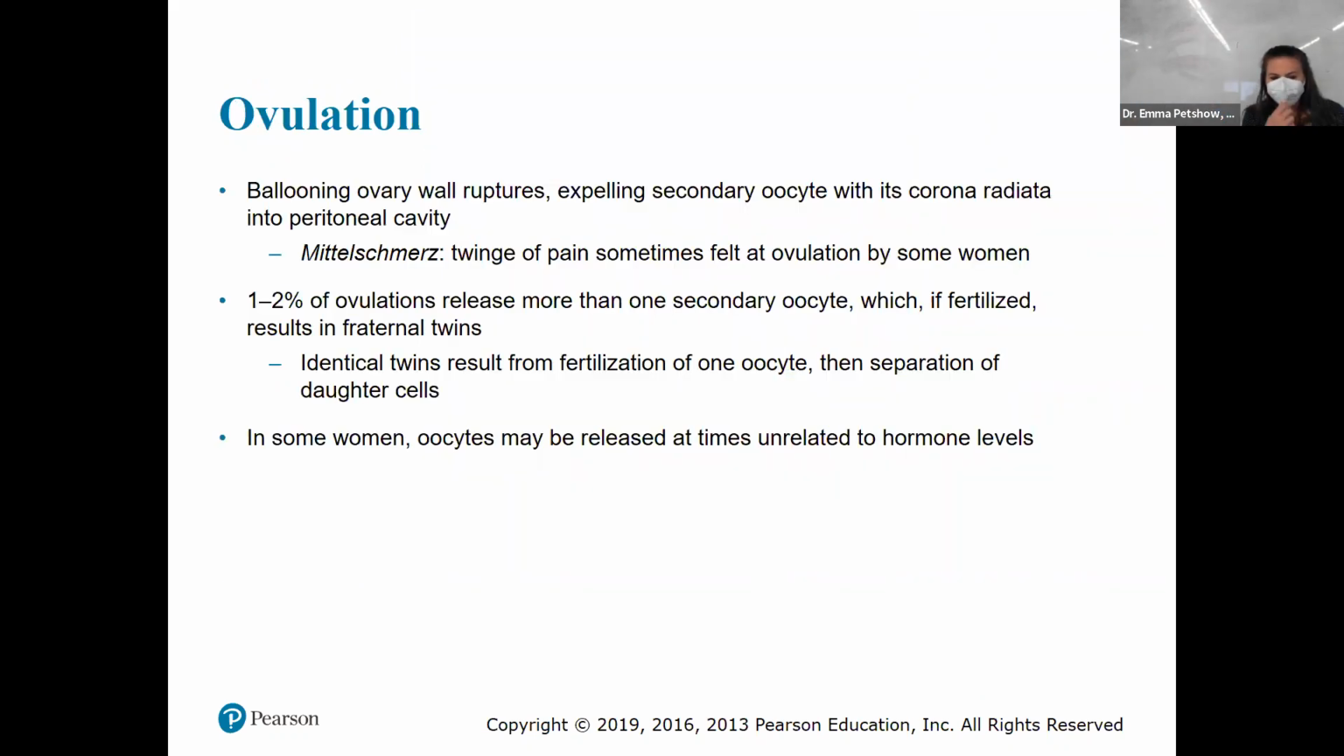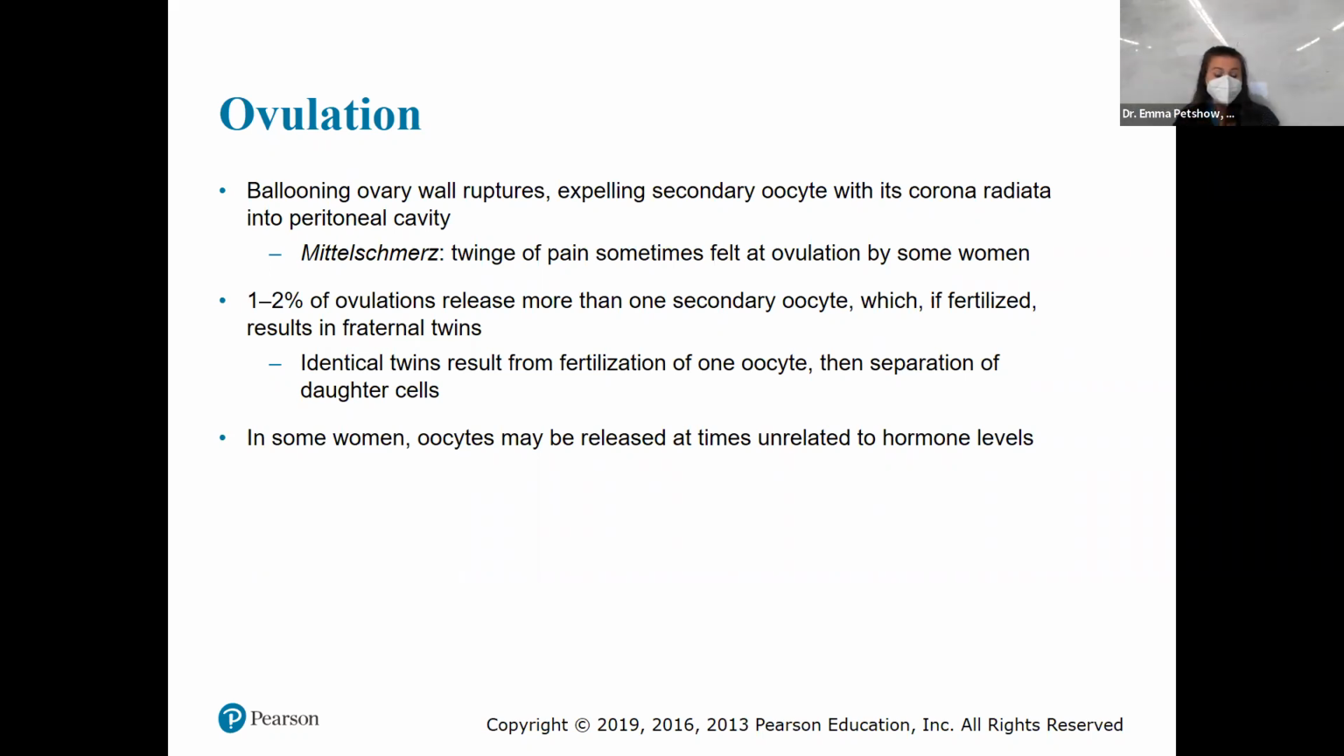So ovulation, the one fun thing in here is Mittelschmerz, which is a twinge of pain that you can feel during ovulation in some women. They've asked about that. What about patients experiencing Mittelschmerz pain? Is it pathologic or whatever? They've asked questions like trying to get you to think that it's a bad thing. It's not, it just means there's pain that you feel during ovulation.